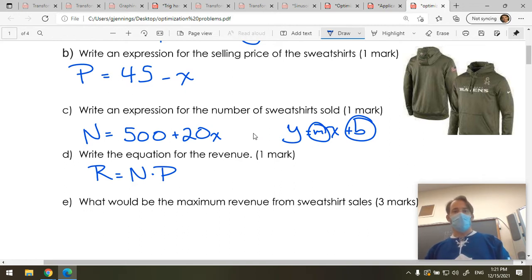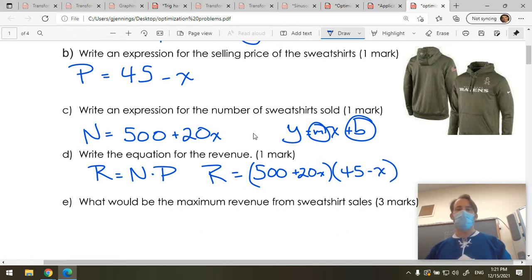And then what we can do is write that out. So then revenue would also be equal to the number they sell. That's this, 500 plus 20x, multiplied by 45 minus x. There. That's the equation that models their revenue.